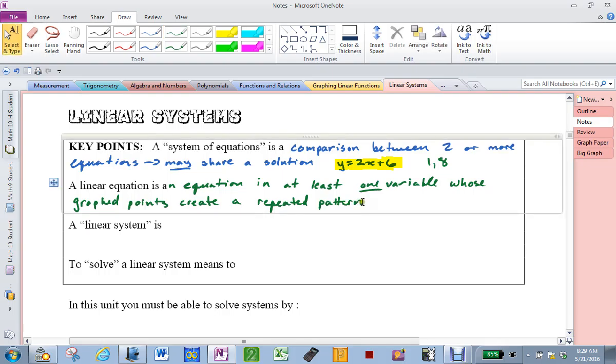Okay, so I'm borrowing from graphing and algebra now. So, you guys are smart kids. The linear equation makes a line with a repeated pattern that's predictable, and a linear system compares two or more equations. If a system compares two or more equations, then what must a linear system be?